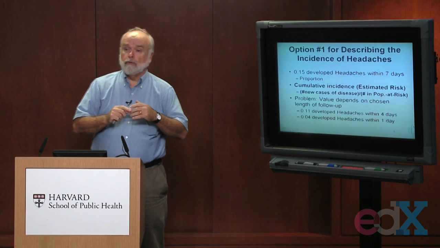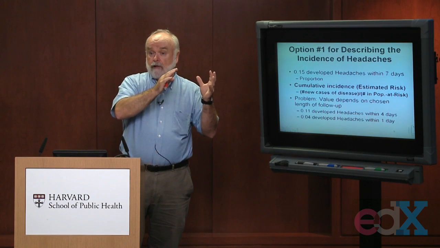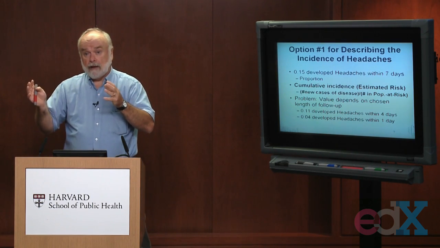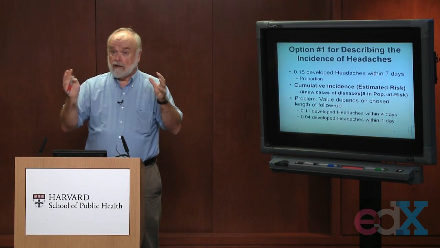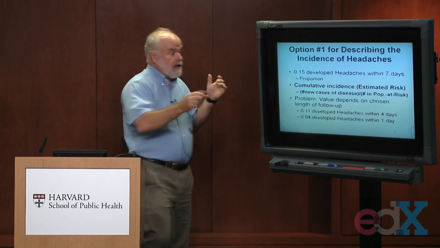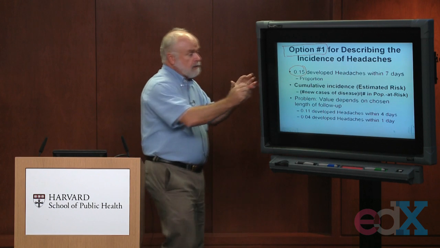So here's option number one. Let's report a proportion. We had 100 people, 15 of them developed headaches, 85 of them did not. When we talked about binary outcomes in the last sequence of lectures, I said one way to describe a binary outcome is to describe a part over a whole: 15 cases out of 100 people being followed for 7 days. And that's 15%. So one way to do this, we'll call this option number one, is to say that 15% of your students developed headaches within these 7 days of follow-up. Now that's a proportion.